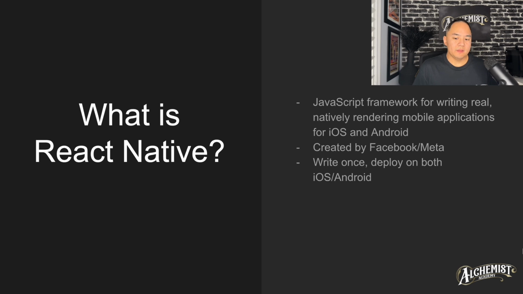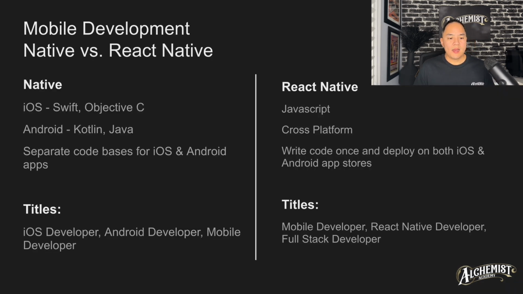What is React Native? React Native is a JavaScript framework for writing real, natively rendering mobile applications for iOS and Android. It was created and launched in 2015 by Facebook, which is now Meta, and allows you to write code once and deploy on both iOS and Android app stores. So how does React Native compare to native development?